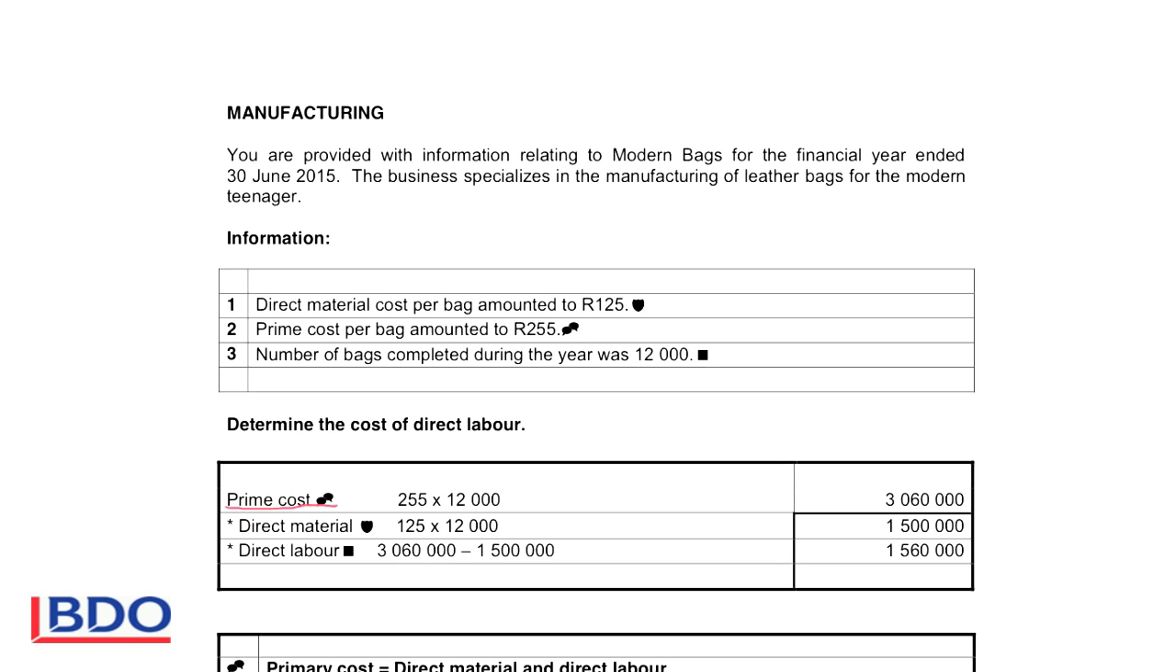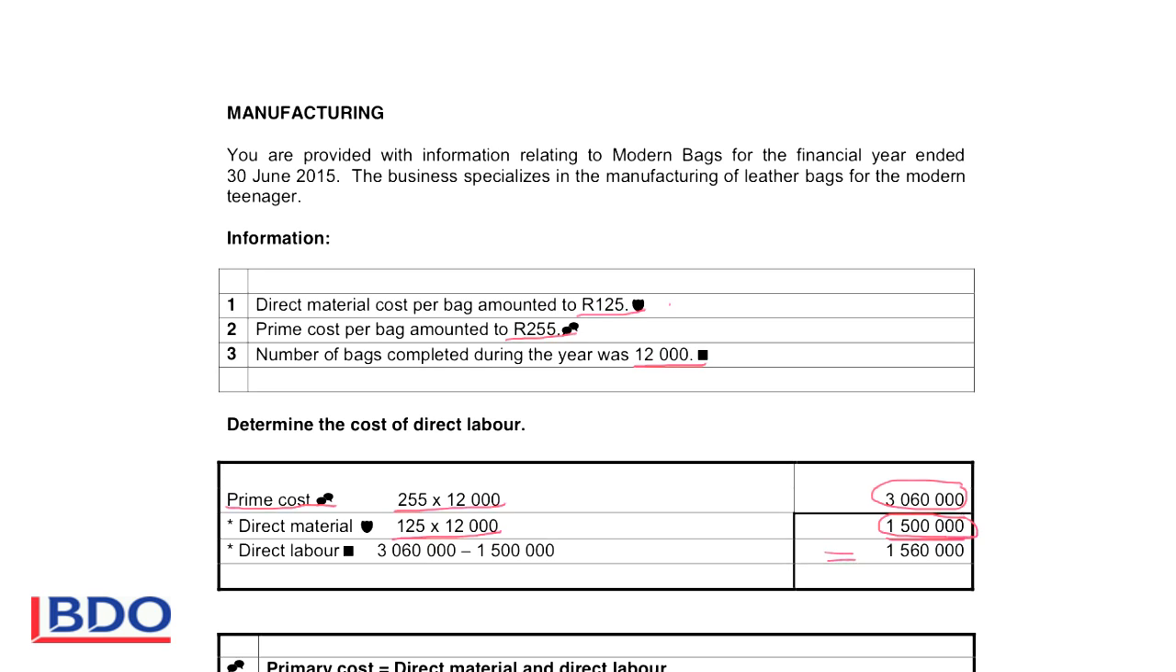Now, if we take into account here that the direct material is 125 Rand and the number of bags completed during the year was 12,000, then if I want to calculate the primary cost, I will take the 255 Rand for the primary cost, multiply it with the 12,000, and that will give me the total primary cost. For the direct material, I will take this 125 multiplied with 12,000, and that will give me the 1,500. Now, I already know that primary costs consist of direct material plus direct labor. So if I take my primary cost, the 3060, and I subtract the direct material 1,500 from it, it will give me my direct labor.